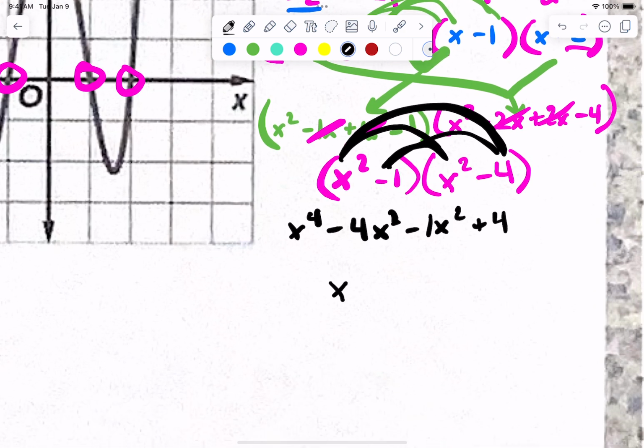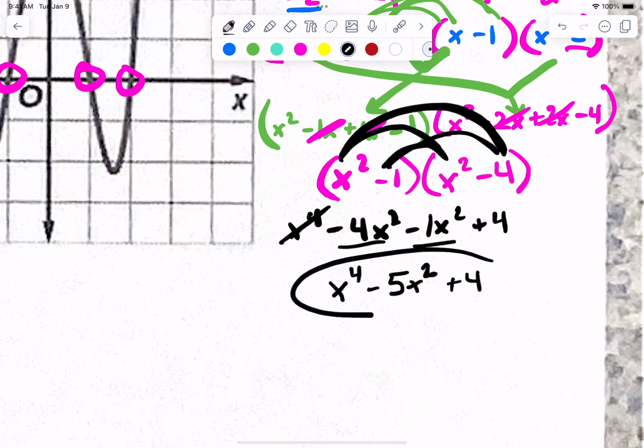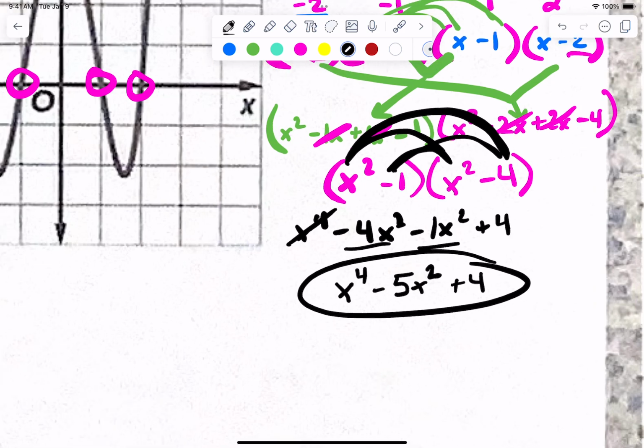Yes, x to the 4th goes by himself. x squared comes next, but there are minus 5x squared. And then plus 4. Is that it? Yes. Now what? That's it. That's all, right?